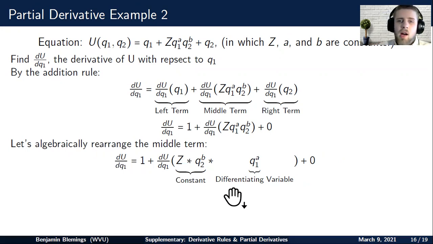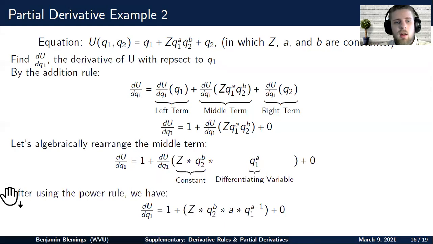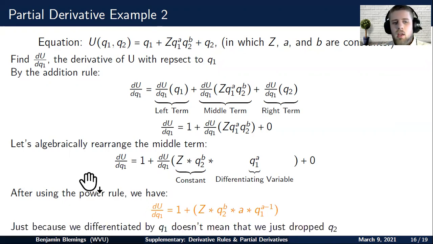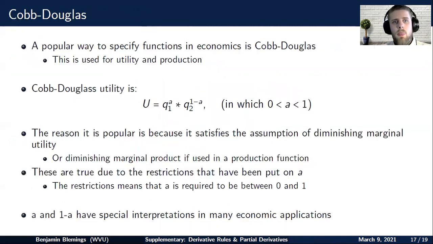And then we can just do the power rule on q1 to the a, and we'll have 1 plus z times q2 to the b times a times q1 to the a minus 1, plus 0, which just simplifies to this. And this is a perfectly acceptable answer. And notice that just because we differentiated by q1 doesn't mean that q2 just went away. It means we treated it as a constant, not just something that we could forget about.